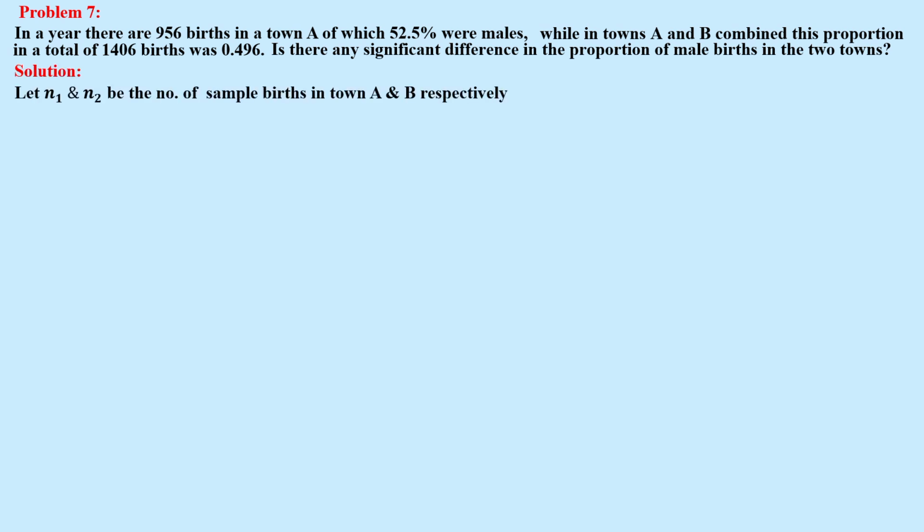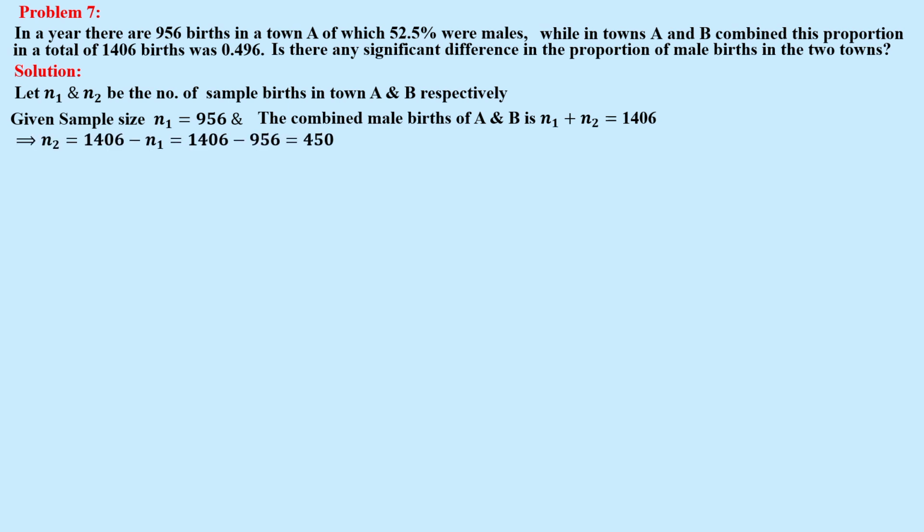Let N1 and N2 be the number of sample births in town A and B respectively. Given N1 is equal to 956, and the combined male births of A and B, that is N1 plus N2, is 1406. Therefore N2 is equal to 1406 minus N1, so you will get 450. So N1 equals 956, N2 is equal to 450.